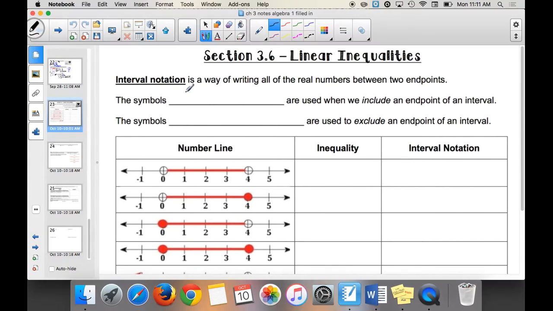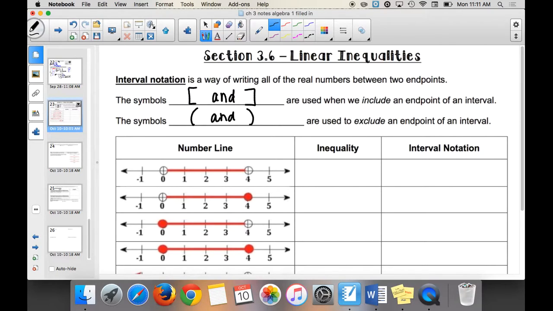If you have a bracket, this kind, or this kind, they're used when we include an endpoint of an interval. The brackets are going to include the endpoint. It's like it's filled in on that endpoint, and then the parentheses are going to be open, okay? So I have some examples.